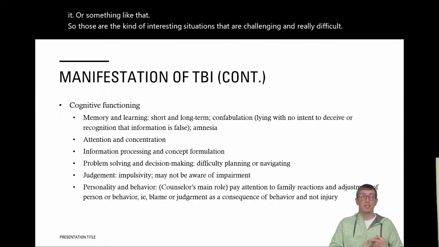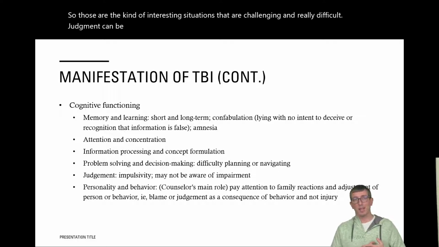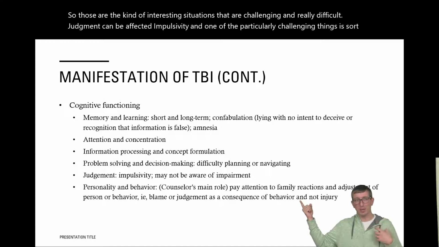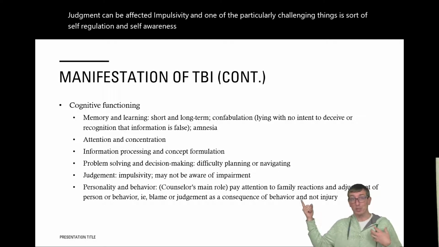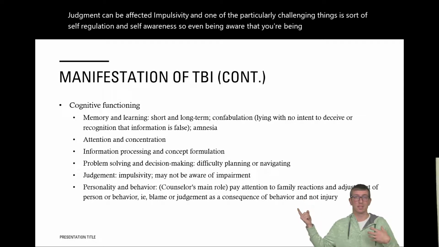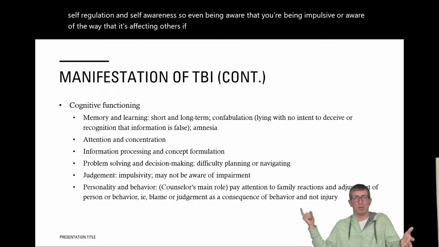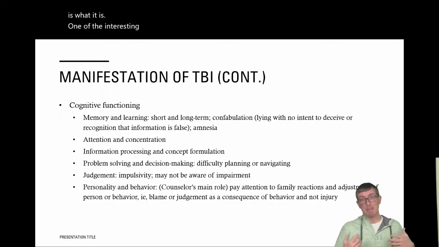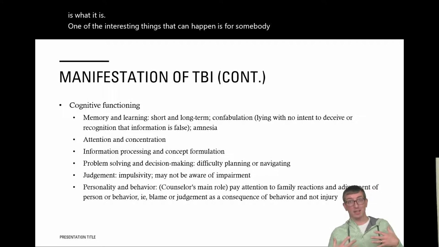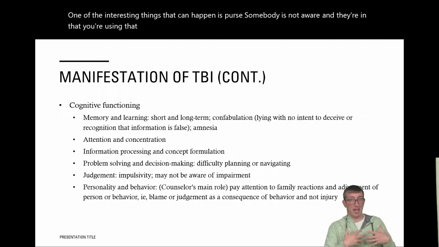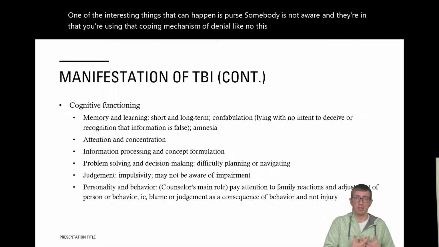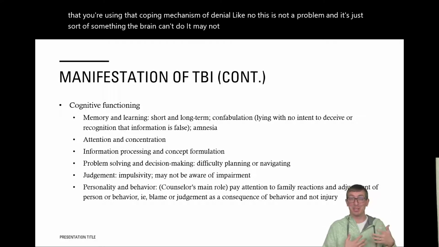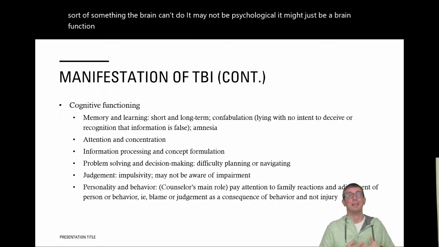Judgment can be affected, impulsivity, and one of the particularly challenging things is self-regulation and self-awareness. So even being aware that you're being impulsive or aware of the way that it's affecting others, if you think there's nothing wrong with my behavior, this is what it is. One of the interesting things that can happen is first somebody's not aware and you're using that coping mechanism of denial, like, no, this is not a problem. And it's just sort of something the brain can't do. It may not be psychological, it might just be a brain function they can't do.